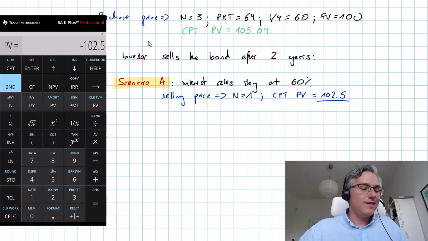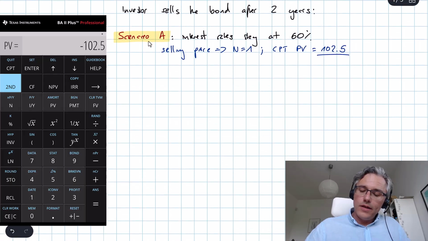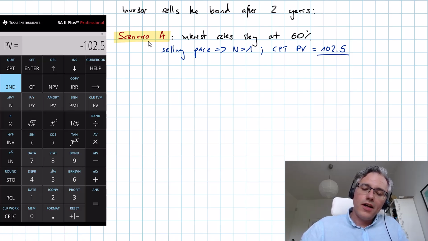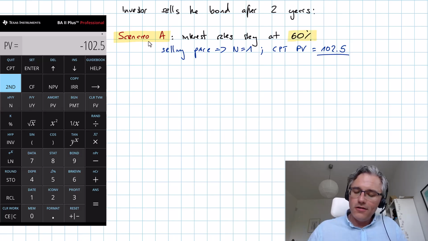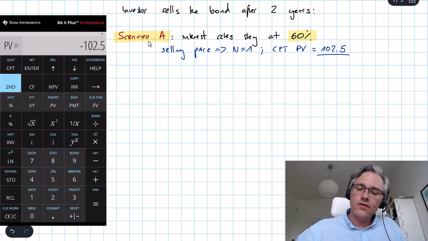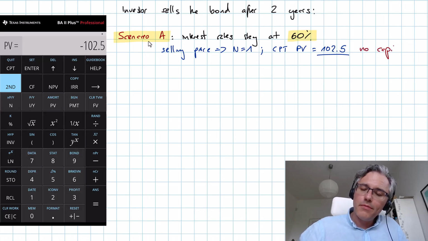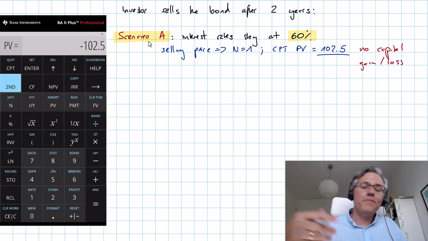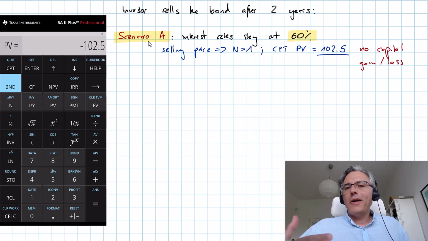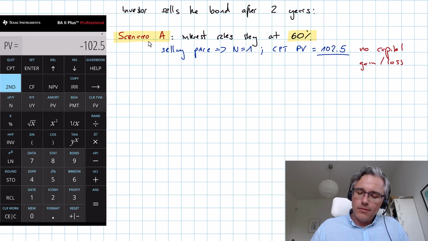102.5 is the selling price right now, because we sell at a price that comes from having the same yield. 60% is still the I over Y parameter that's stored in your calculator. We can definitely say that there is no capital gain or loss in that sale. We talked about it in the previous video, when there is a capital gain or loss.